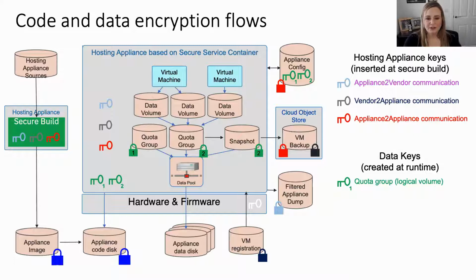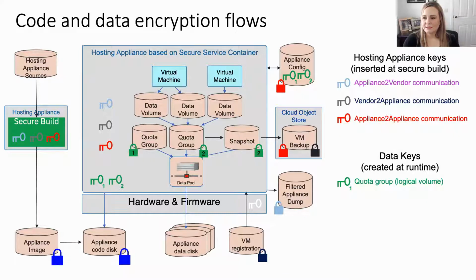With those keys, we can actually go down to the bottom cylinder where the appliance image is, and it's going to look at the appliance code disk. Because we've got the proper keys, we can do that. And we can then go look at the appliance configuration. It's going to have what's called a quota group. This is something that you create to be able to secure the data. It's basically how we know which quota group each virtual machine is going to talk to.